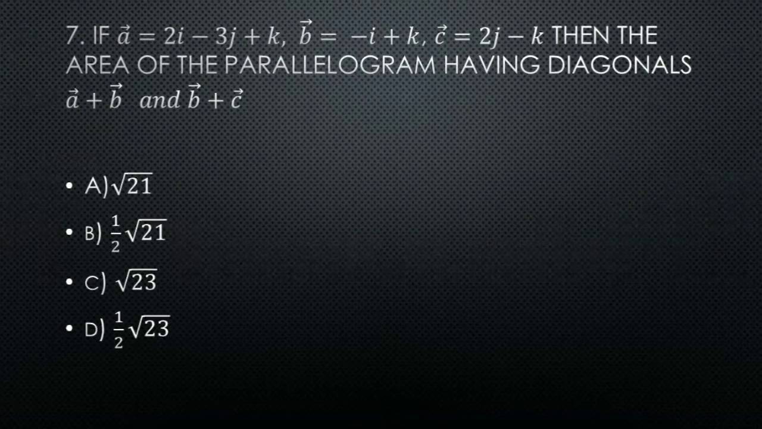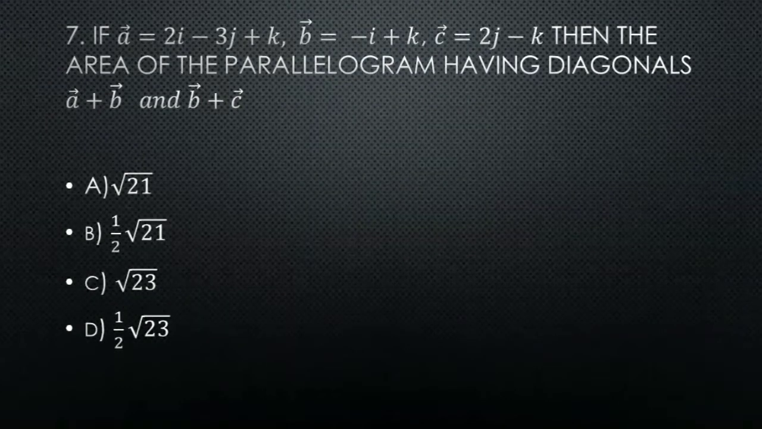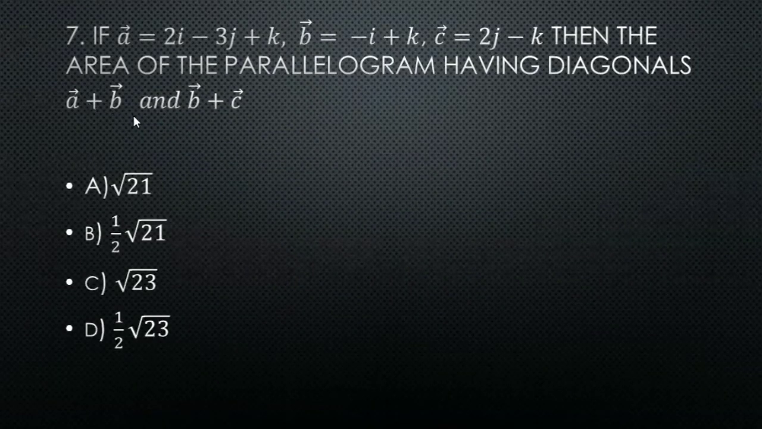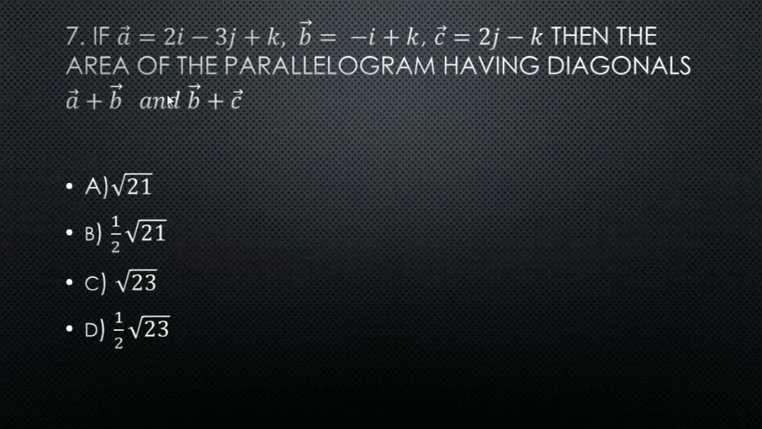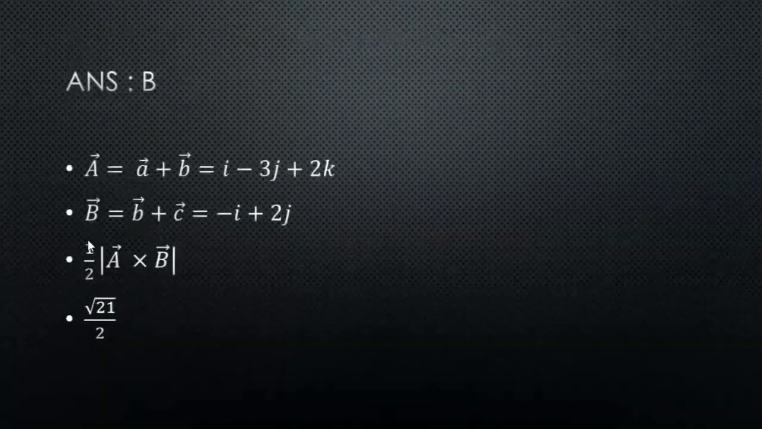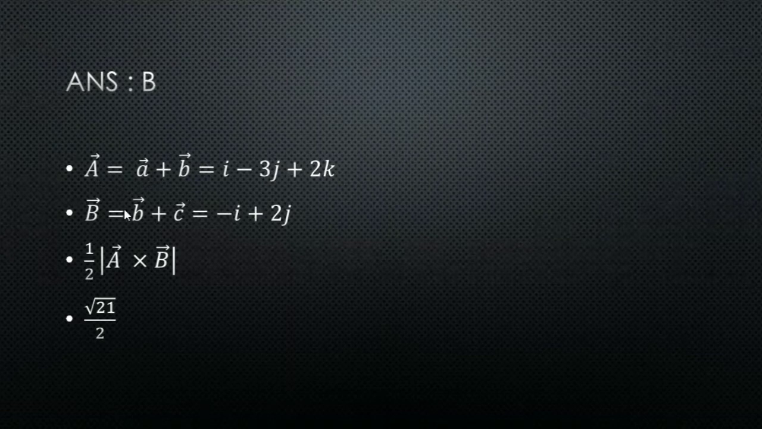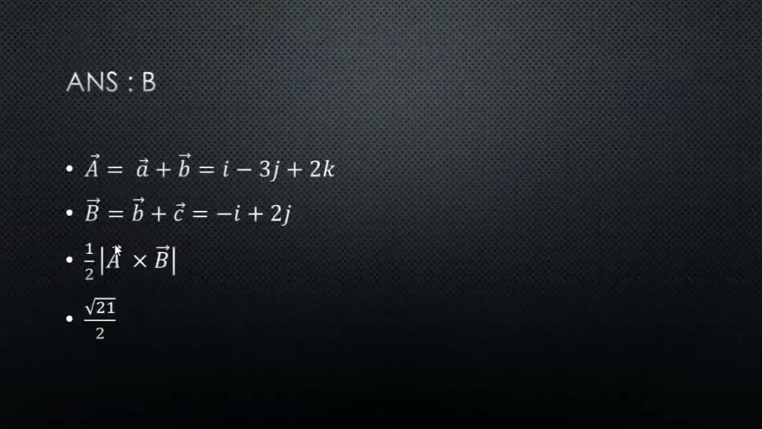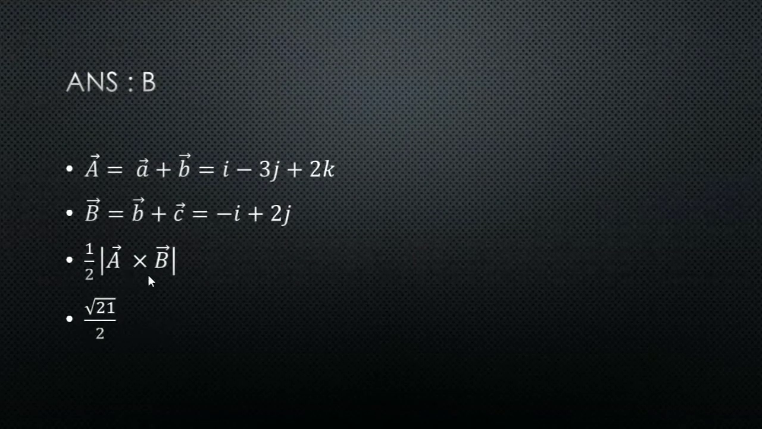Options are given: root 21, 1 by 2 root 21, root 23, root 23 by 2. See here, what are the diagonals? A vector plus B vector and B vector plus C vector. First, let us find A vector plus B vector. Add this, it will give you one diagonal. Then find B vector plus C vector, it gives you another diagonal. Then substitute in the formula: half into magnitude of A vector cross B vector, where A vector is A vector plus B vector and B vector is B vector plus C vector. Then area of a parallelogram is half into magnitude of A vector cross B vector.